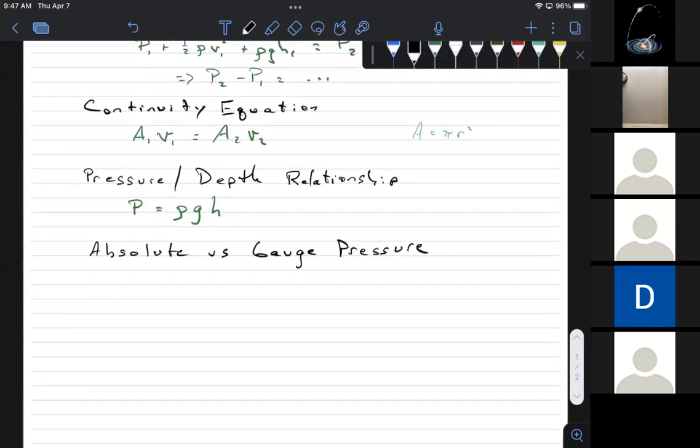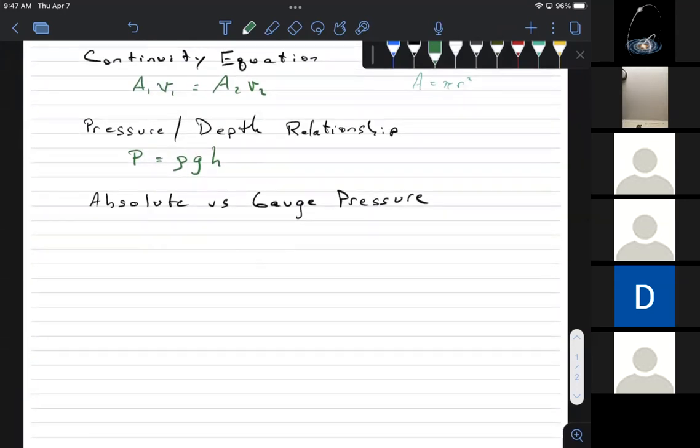And here what we find, one way of writing this, is that the absolute pressure felt by an object is the gauge pressure, which acts on the object, plus whatever the natural atmospheric pressure is when there's not some extra pressure.